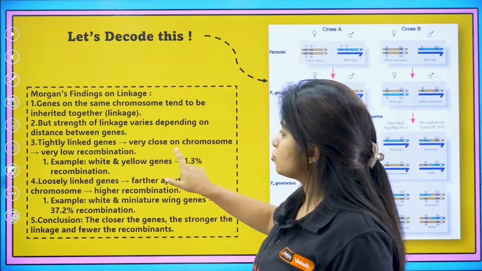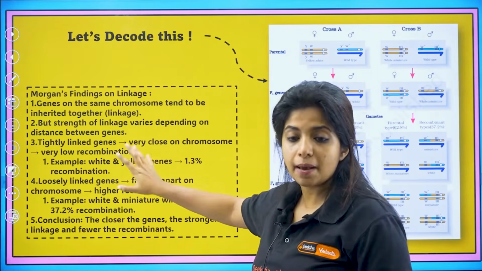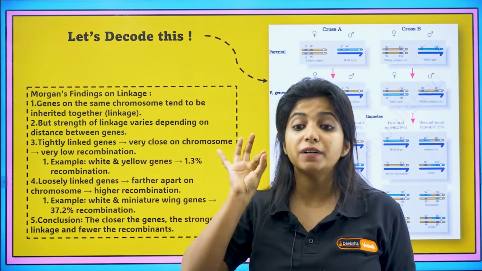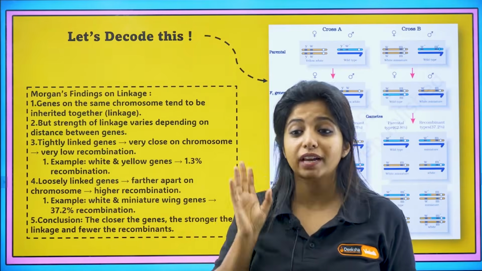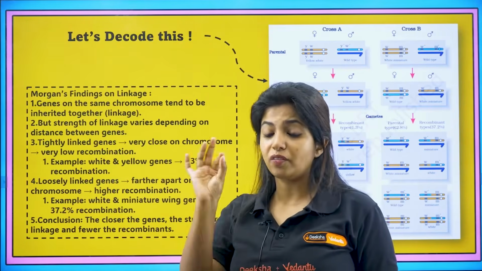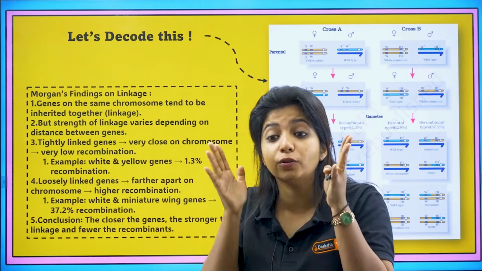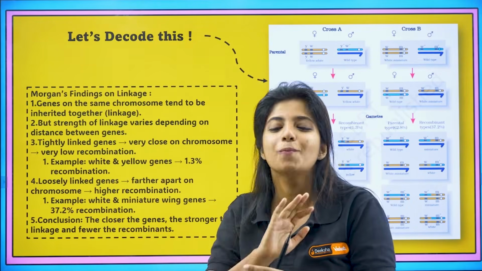Tightly linked genes are very close to each other on the chromosome, with very low recombination. For example, white and yellow genes show 1.3% recombination. 1.3% is very little recombination. Whenever something shows 1.3%, that means they are tightly linked, with no space or not much space between them.